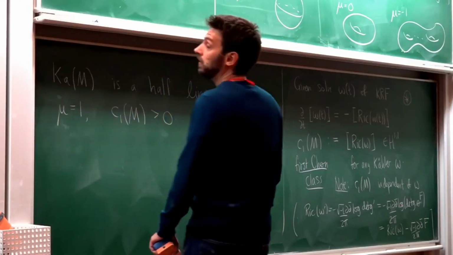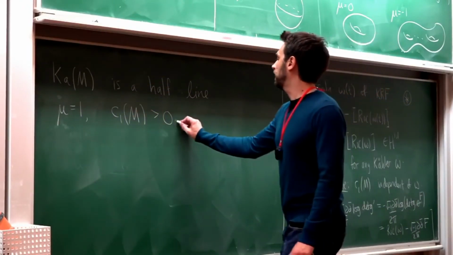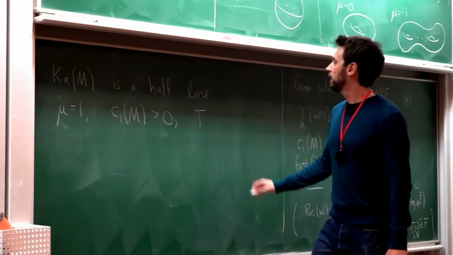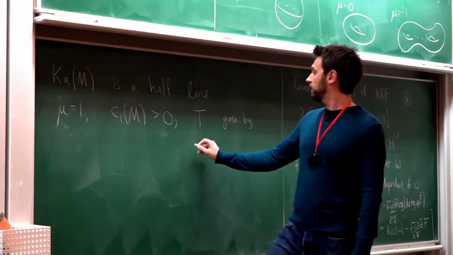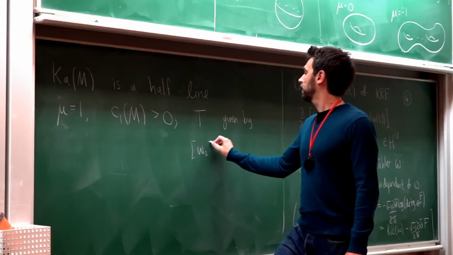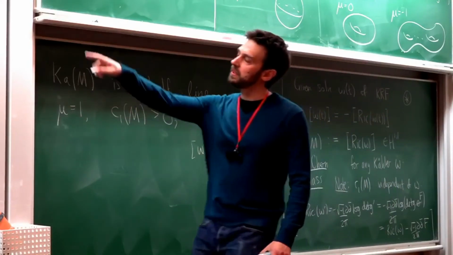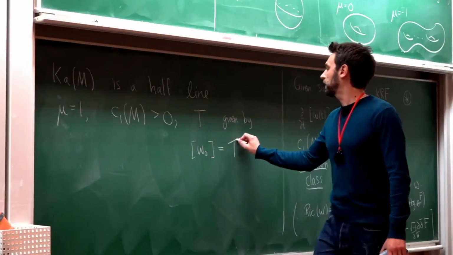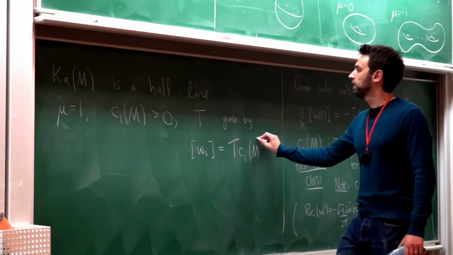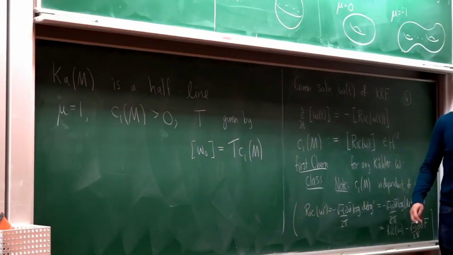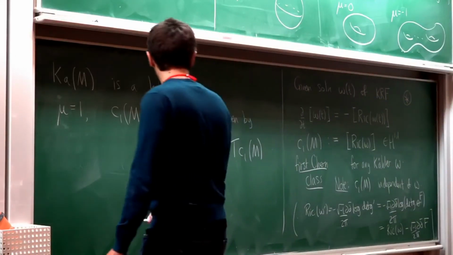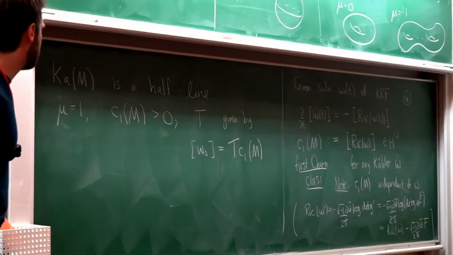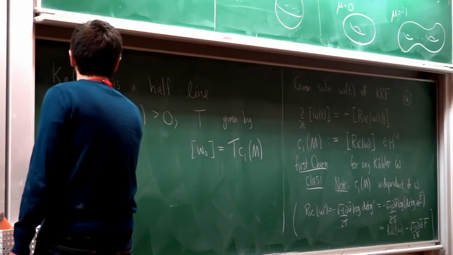And in this case, you see that capital T is finite, and it's simply given by omega naught. It's where you have this equal to 0, so it is equal to capital T times C1 of M. So it would be given by that number, capital T. It would be finite. So capital T is finite.